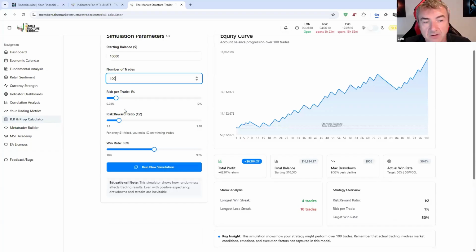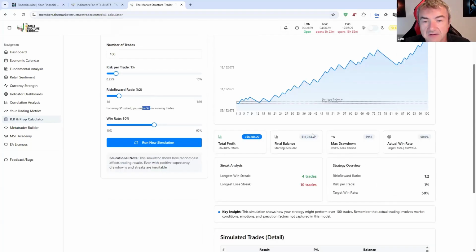We are risking 1% per trade. We have a risk reward ratio of 1 to 2, i.e. a 2R return. So with every dollar risked, we make 2. Your win rate is 50%. Okay, so now that's run a simulation where you can see a nice equity curve, and a massive drawdown there. It shows you the statistics down here.